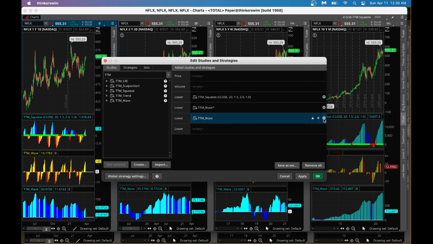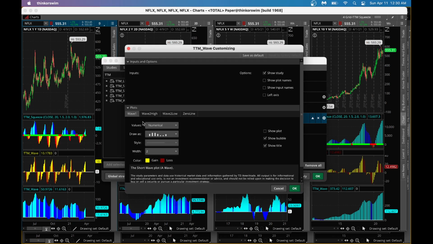For C wave, if you open this here, you want to make sure the wave one is not show plot is checked off. You don't want this to be checked. Uncheck the wave one, because wave one is your A wave, which is already right here. So for C wave, you need wave 2.